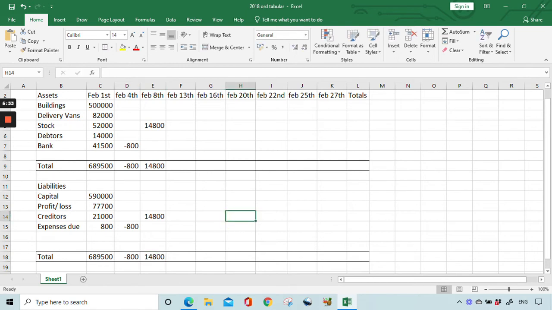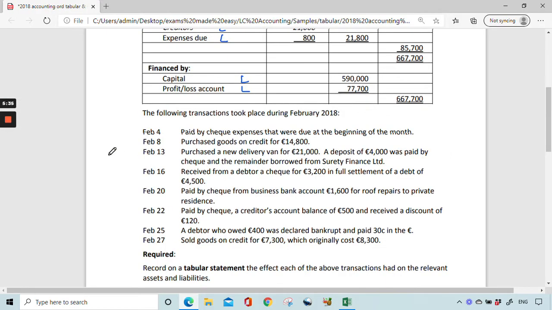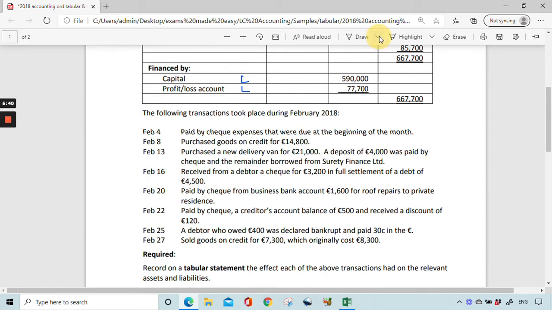February the 13th. Let's have a read of it. I'm just going to tick these two. Once I have them done, I'm going to tick them. I'll do it with red.